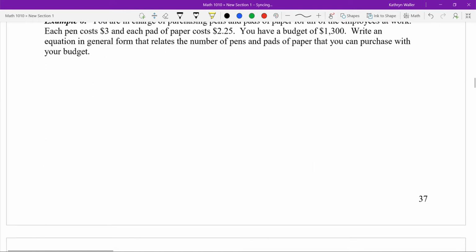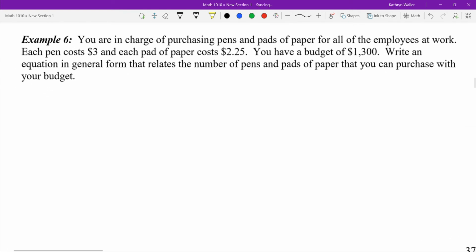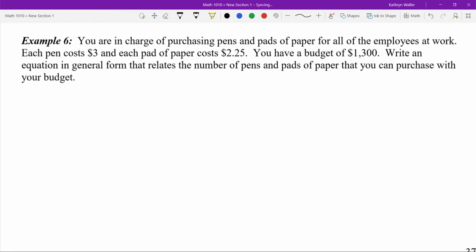All right, question 6. You're in charge of purchasing pens and paper for all your employees at your job. Pens are $3, paper costs $2.25. You have $1,300 altogether. Write an equation in general form that relates the number of pens and the number of pads of paper you can purchase with your budget.